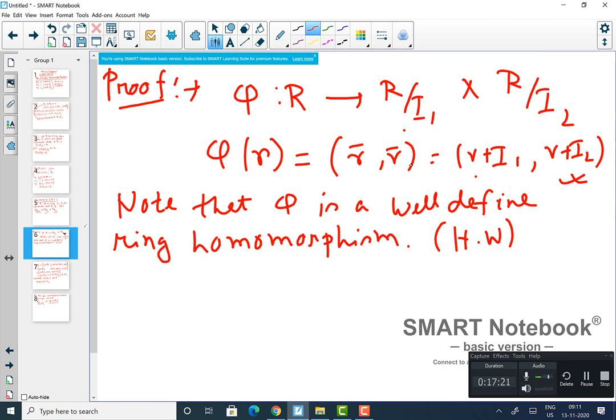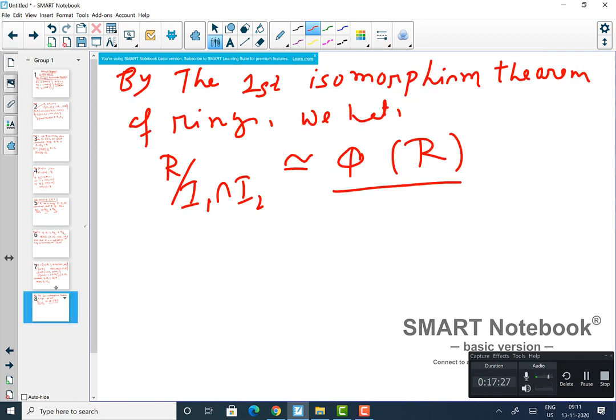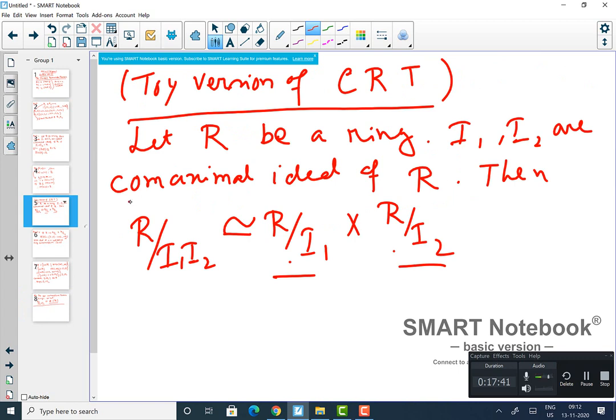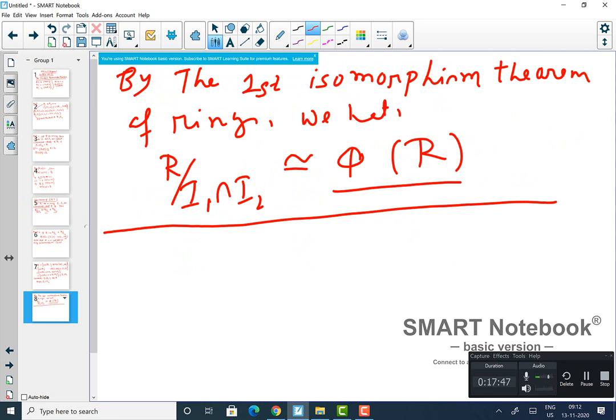So what do I need to prove? I need to prove two things. One, this phi is an onto map. And another thing is that this intersection is equal to nothing but the product, okay? Now, two things we will prove one by one. And here we need this property that I just described, co-maximal ideals, okay? This co-maximality is very important, and that's going to play a role here, okay?